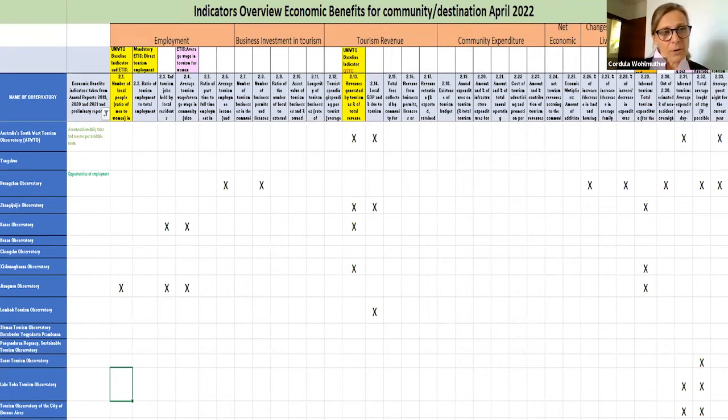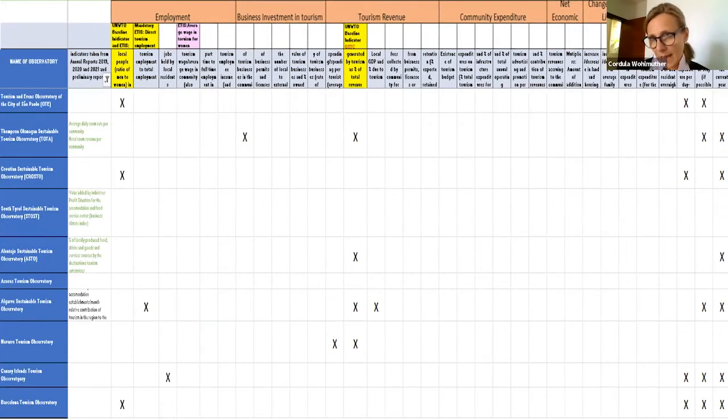So here, when you go on the left side, you see the names of our observatories, the ones from China and Australia, and from the Asian region as are to be seen here, and from Indonesia in the end. You see which indicators they are using. The second slide here is from the other remaining observatories from Europe mostly, but also from the Americas.